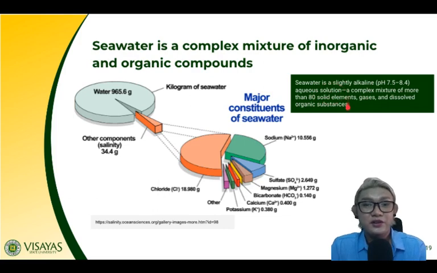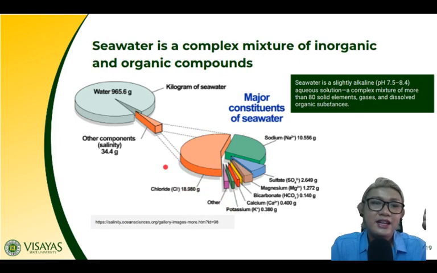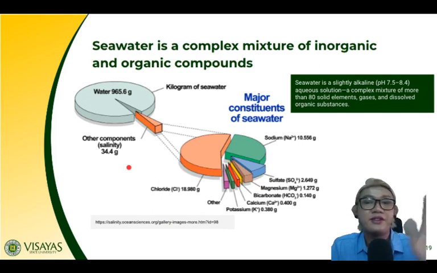It is an aqueous solution with a complex mixture of more than 80 solid elements, gases, and dissolved organic substances. So the major constituents of the seawater are sodium, sulfate, magnesium, bicarbonate, calcium, potassium, and the largest is chloride. Okay. So the salinity of the seawater is just 34.4 grams, or pretty much 35 grams, because in salinity that is 35 parts per thousand.